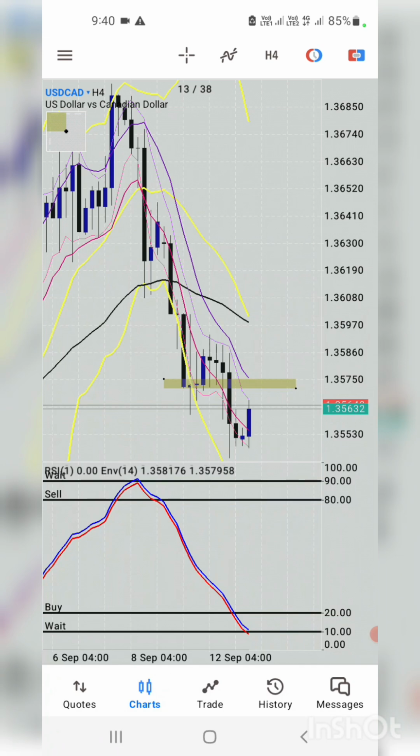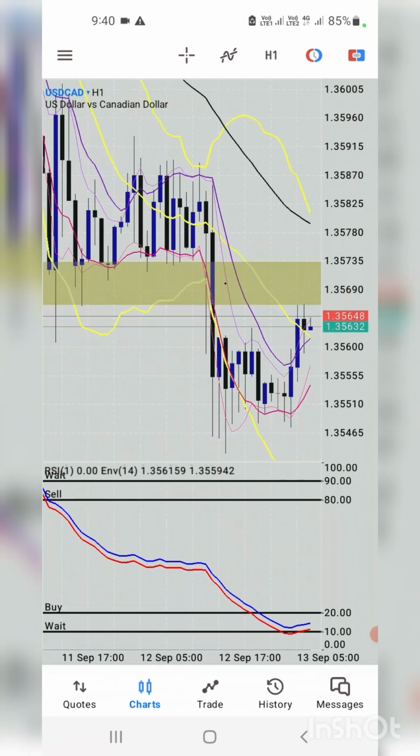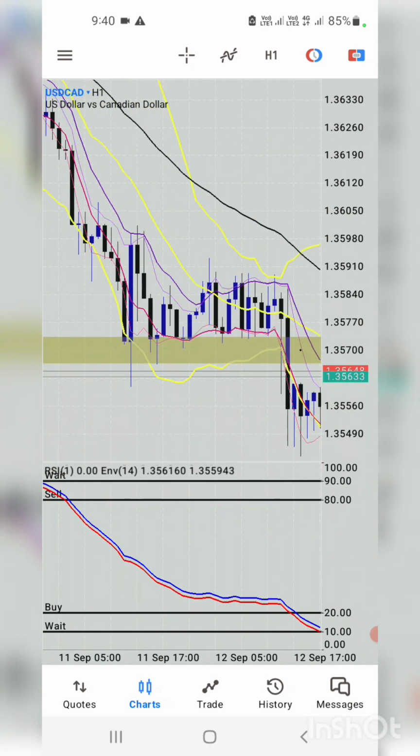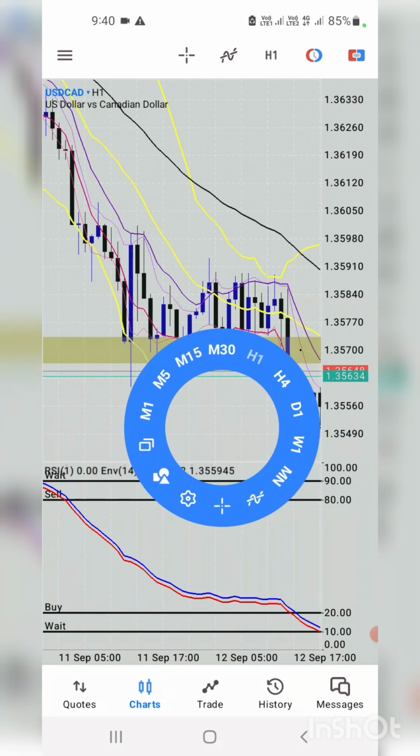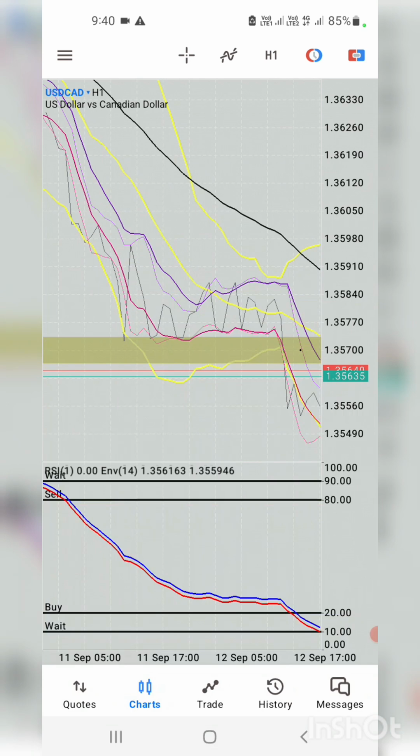So where is my entry point? This is the entry point. You can see we have very powerful resistance areas of price. We came to here and definitely tested this area and will be down again, because you can see in the lower time frame like H1 this is a very clear and very strong resistance area. You can also see it very clearly in the line chart.